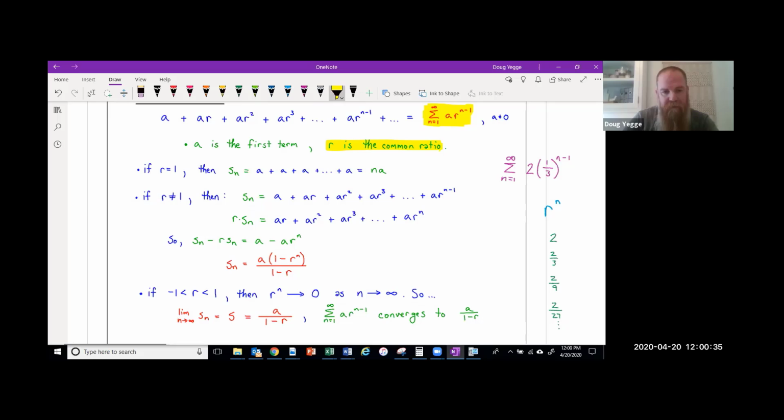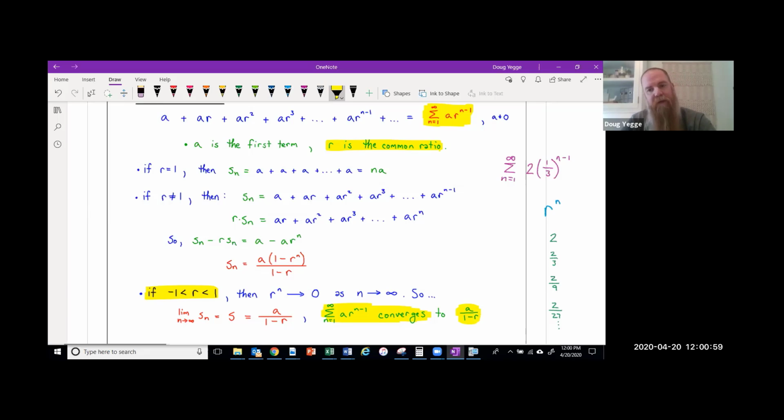certain criteria. So if the common ratio is a fraction between -1 and 1, then not only do we know that this series right here converges, but it also turns out that we know exactly what it converges to. It converges to this number.